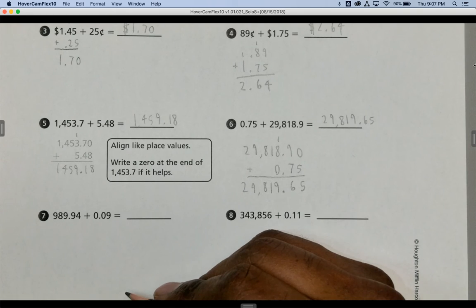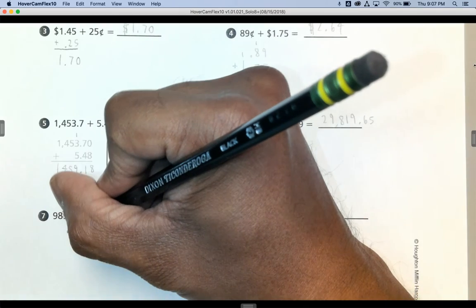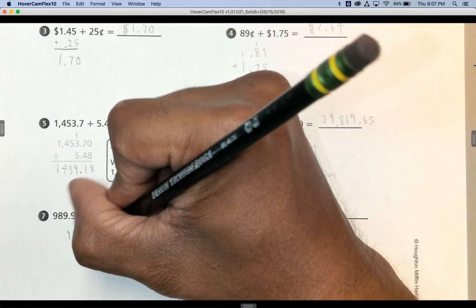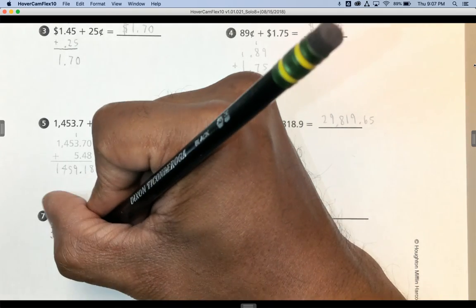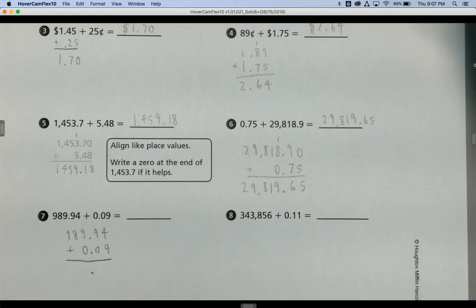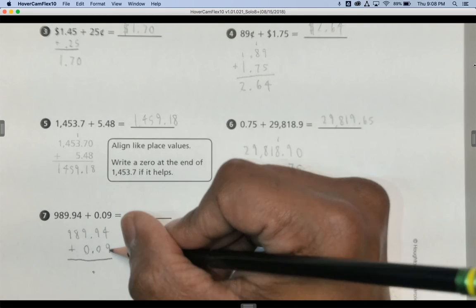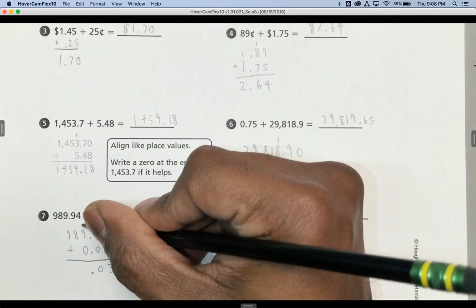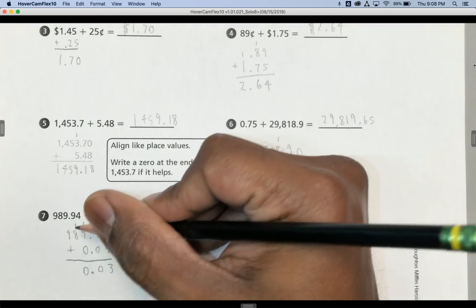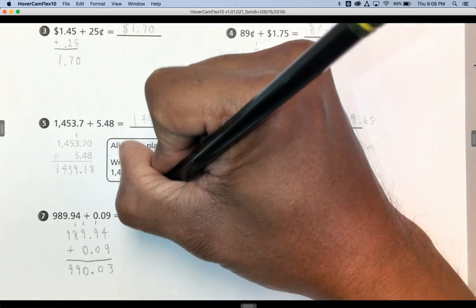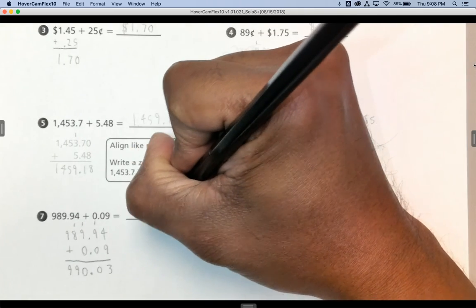Number 7. Going to copy the bigger decimal down and then the smaller one. At this point, you can pause the video. 4 and 9 is 13. 1 and 9 is 10. 1 and 9 is 10. 1 and 8 is 9, and the 9 comes down. 990 and 300ths.